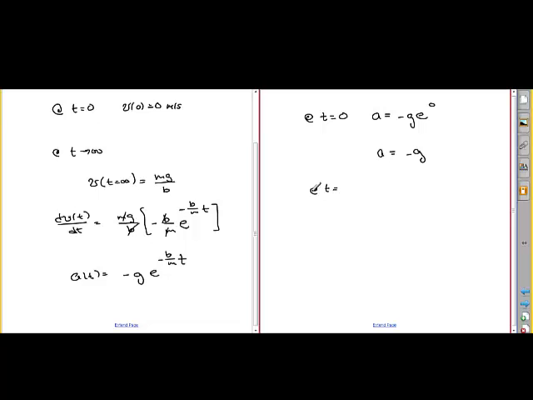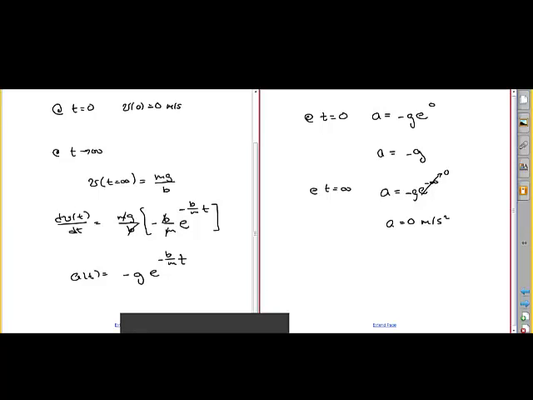And at t equals infinity, I get negative g e to the negative infinity, and that is 0. So at the terminal speed, when the velocity is at its maximum, the acceleration goes to 0. So there you go. That's an example of where the force is not a constant, but is a function of the velocity.